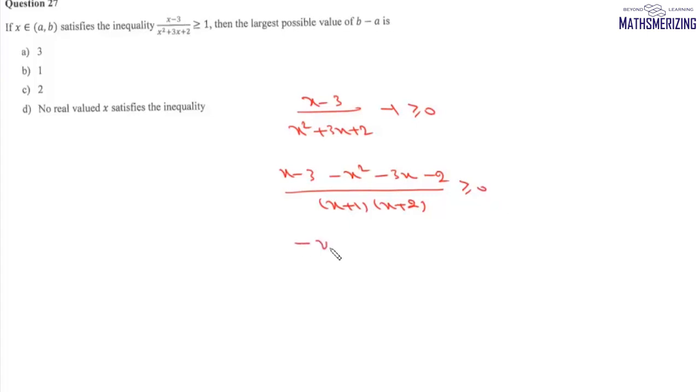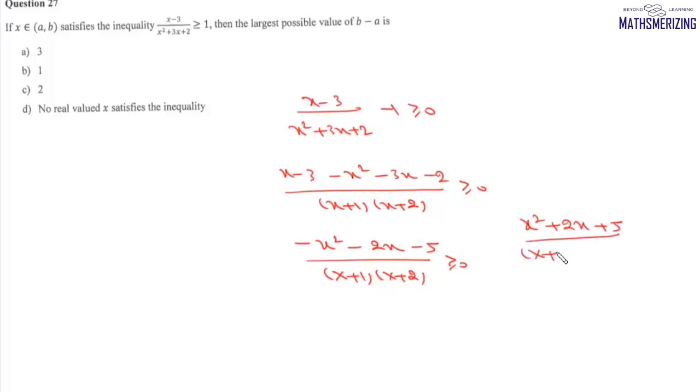So from here we can write (minus x square minus 2x minus 5) upon (x plus 1)(x plus 2) is greater than or equal to 0. We'll take minus common and we'll multiply it on the right hand side. We'll write (x square plus 2x plus 5) upon (x plus 1)(x plus 2) is less than or equal to 0. Now the expression in the numerator is a quadratic expression with the value of D as 4 minus 20, which is less than 0.